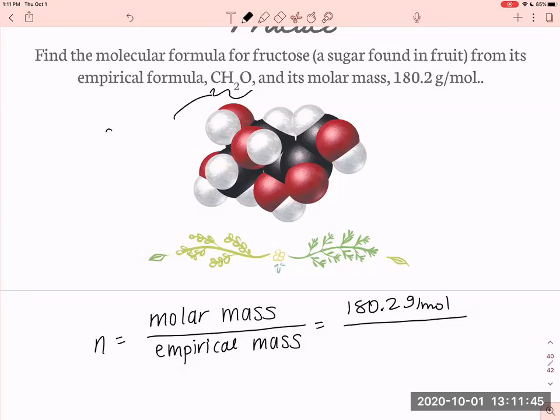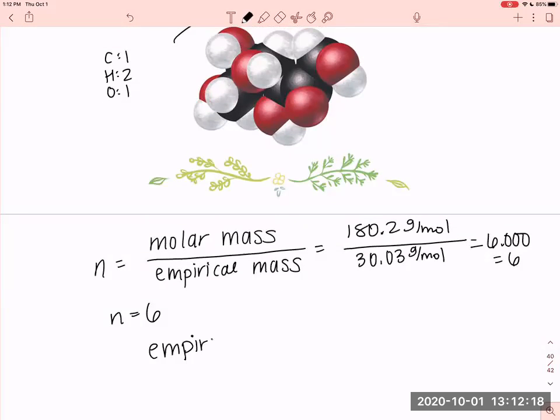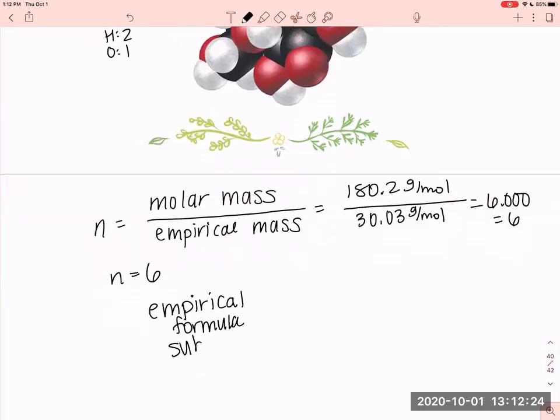And how do I find empirical mass? Well, here's your empirical formula. We have 1 carbon, 2 hydrogens and 1 oxygen. So we just add that up. And we get 30.03 grams per mole. And then hopefully this gives us a nice whole number factor to multiply by. And we do get 6.000, which we're just going to say 6. So our N here is 6, which means we're going to take our empirical formula and we're going to multiply all our subscripts by 6.